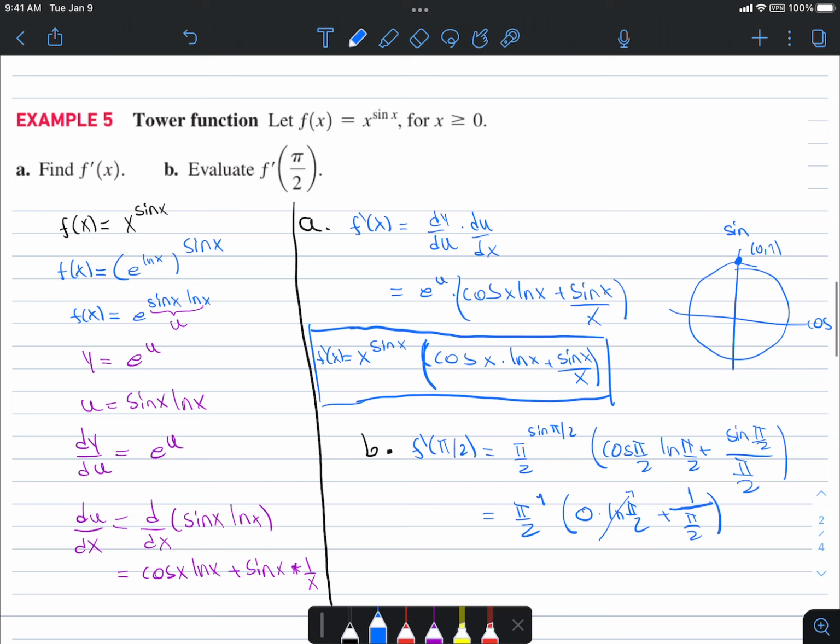So that will give pi over 2 times 1 over pi over 2. How cool is that? So a number multiplied by its reciprocal, like 2 times 1 over 2, or 3 times 1 over 3. Pi over 2 times 1 over pi over 2 is just 1. That's the answer to this problem.